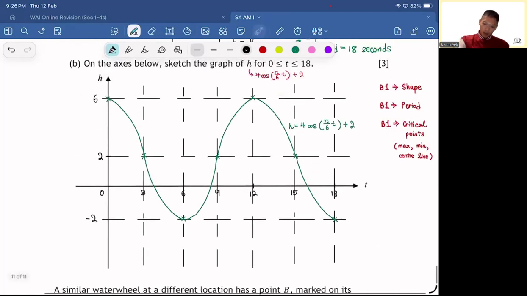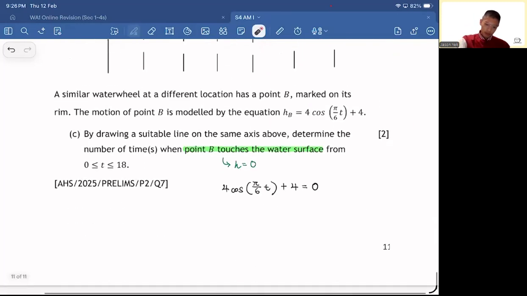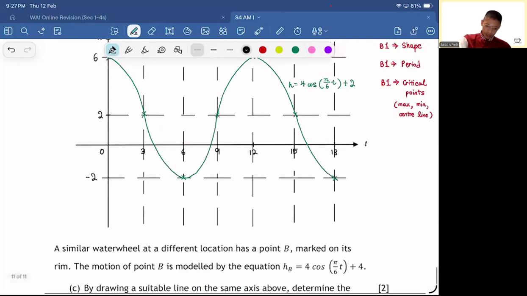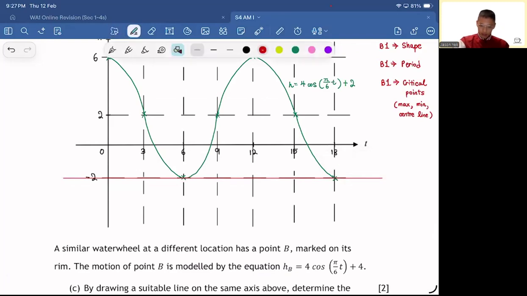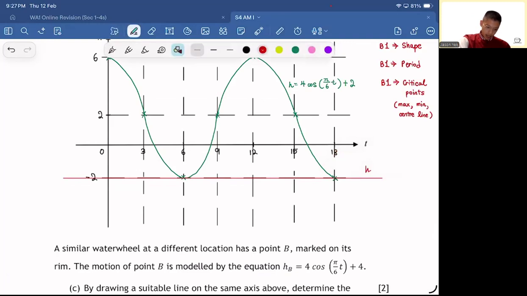Moving on, I want to get to this part. Plus 2. So how to get plus 2? 4 cosine pi over 6t plus 2 means I subtract 2 on both sides. So what the question wants you to do is to really draw a line. H is equals to minus 2. And of course, label. And tell yourself, touch water surface means how many intersections are there.